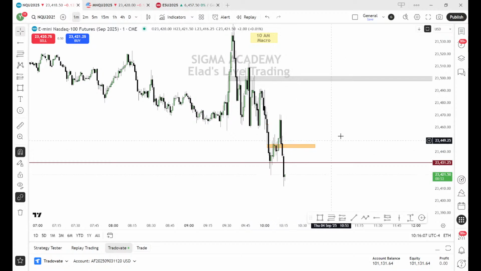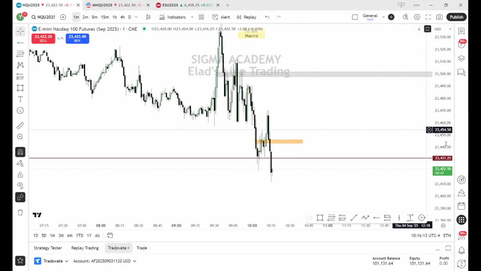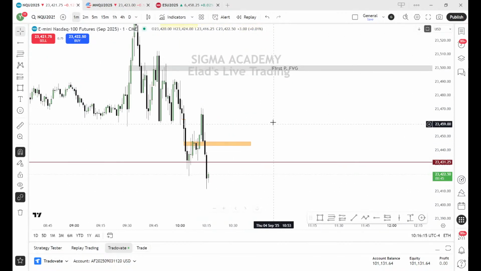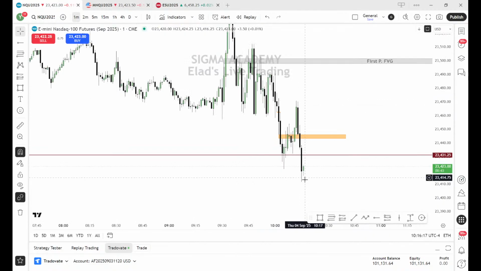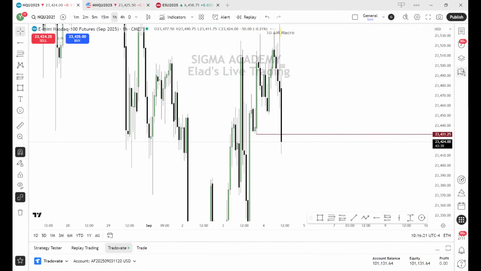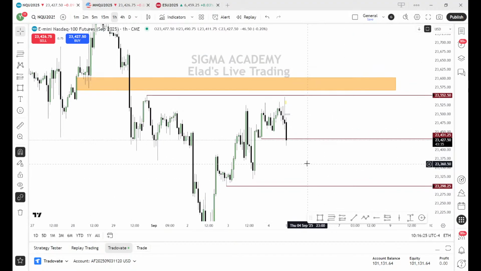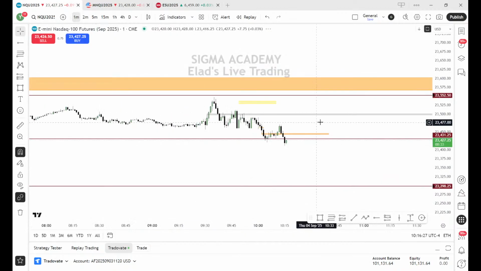This for me is a little bit aggressive, but this for me is a change in the state of delivery. Okay, but it went lower. Maybe it will turn bearish, but I don't think so. Something is strange here. But a loss is a loss.